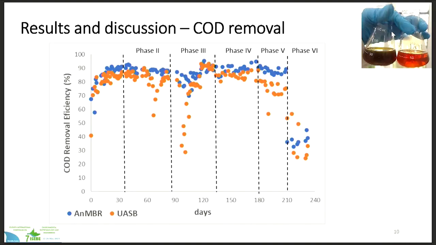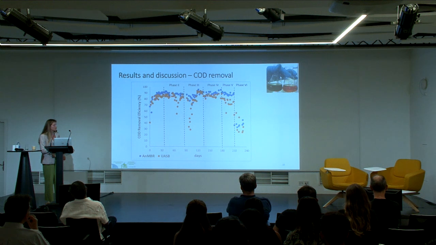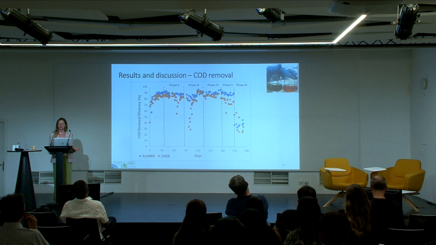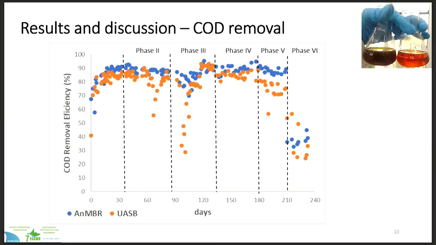In this picture here, you can see the difference between the effluent from the USB and the effluent from the anaerobic membrane reactor. Comparing the first phase, which was the adaptation, and the last phase, which was the operating limit, the COD removal efficiency results differ statistically, and the anaerobic membrane reactor had more stability and great COD removal.